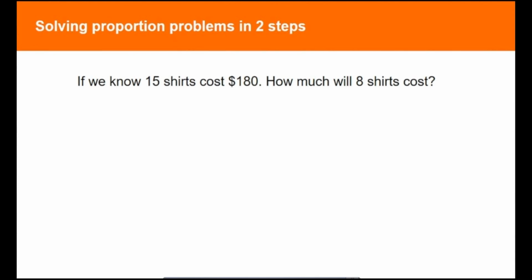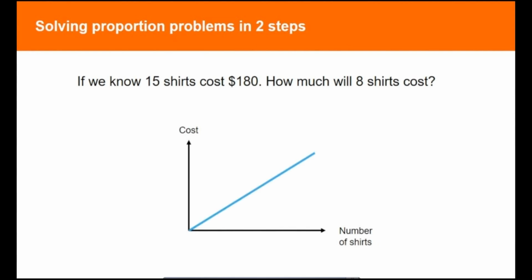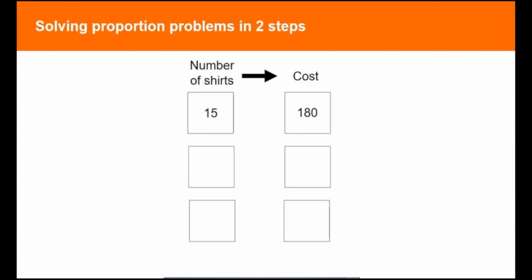In this problem, we are given information about the number of shirts and their cost. We know the fewer shirts, the lower the cost, and the more shirts, the greater the cost. This means that there is a direct relationship between the number of shirts and their cost. Our first step is to find the cost of one shirt.